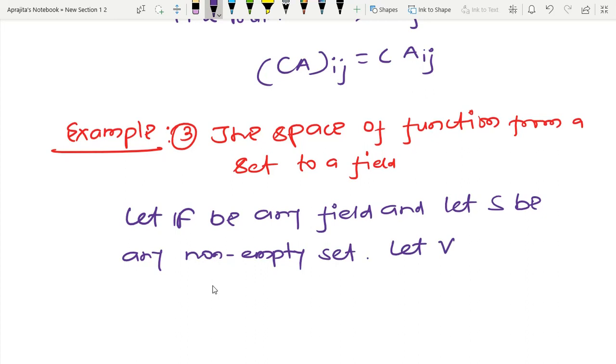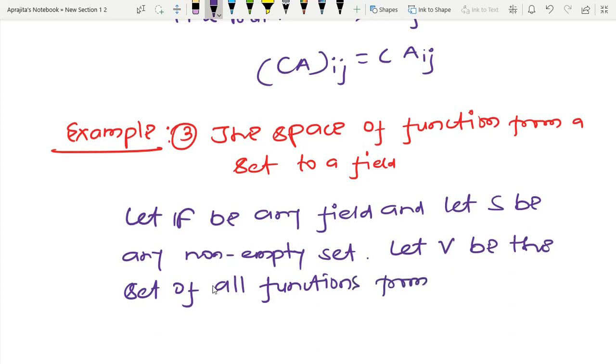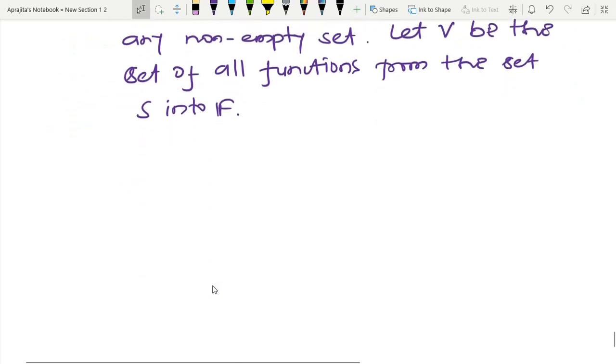Let V be the set of all functions from the set S into F. So this is the definition of the space. Now I have to define the two operations.